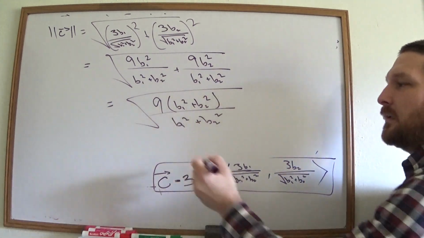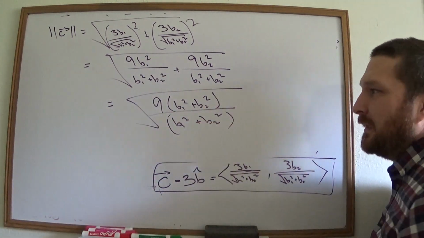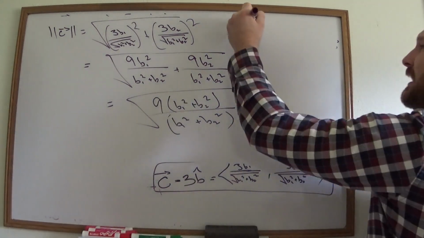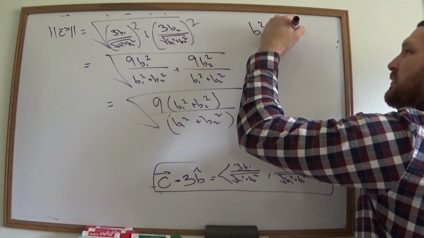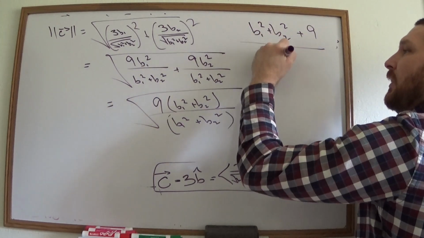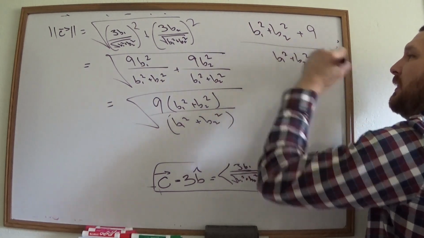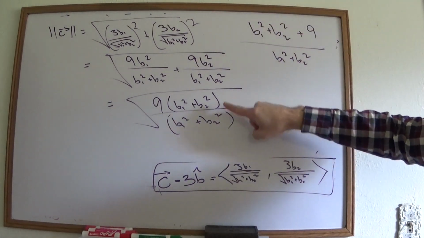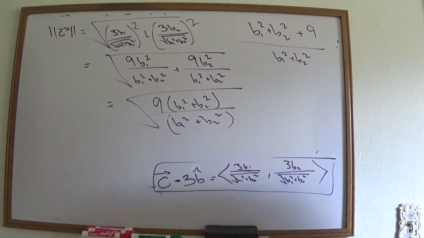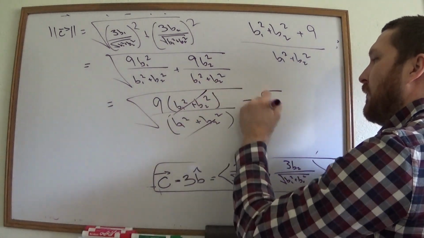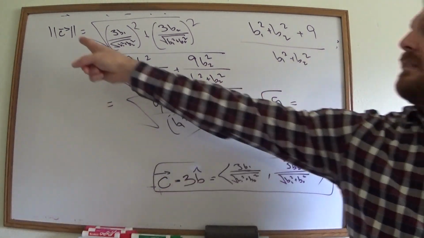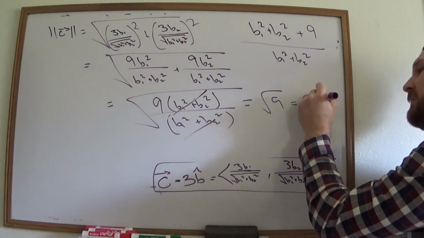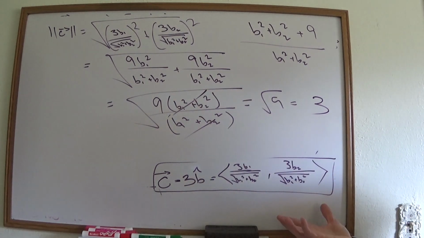And I'm going to make sure, does that really cancel? Yeah, it really does, because I have multiplication on top. It's not like I have b1 squared plus b2 squared plus 9 over b1 squared plus b2 squared. That would not cancel, because you can't factor out a 9. This does cancel. We get root 9. Understanding that this is always positive, you're taking the positive square root by definition, you get positive 3, which is what we want right there.